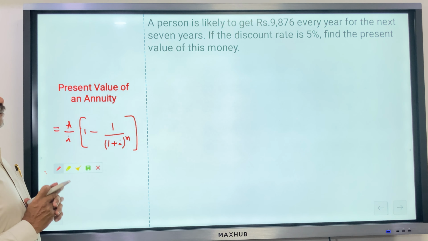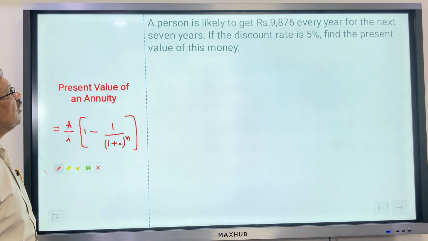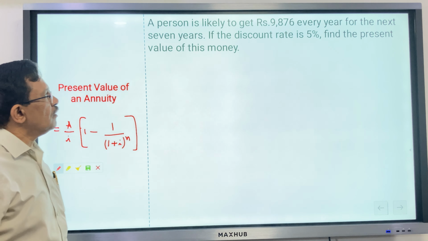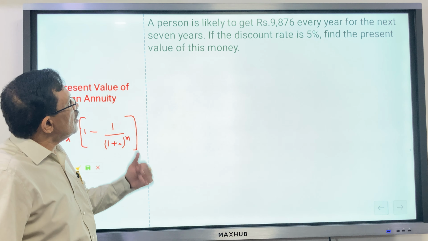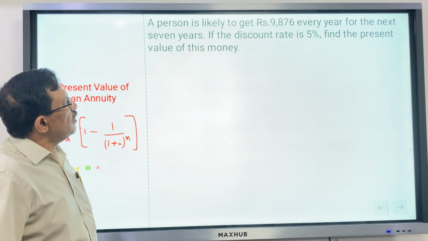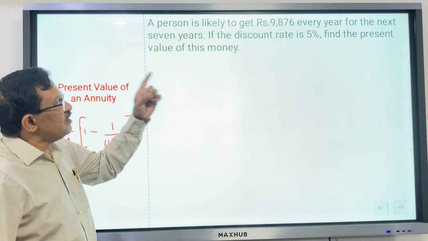Let us first understand what this particular problem is all about. Here he says that a person is likely to get rupees 9,876 every year for the next 7 years. If the discount rate is 5%, find the present value of this money. We have to understand that whenever it is related to present value, they call I as a discount rate.